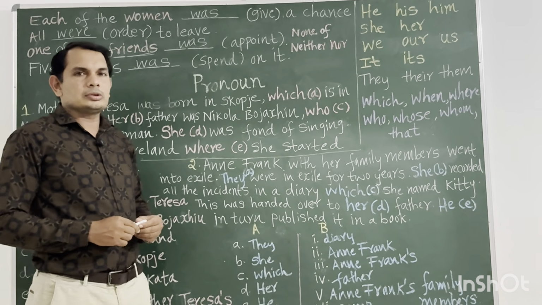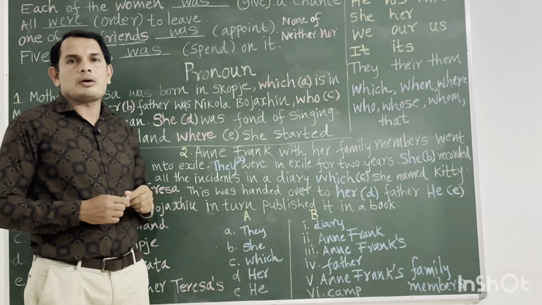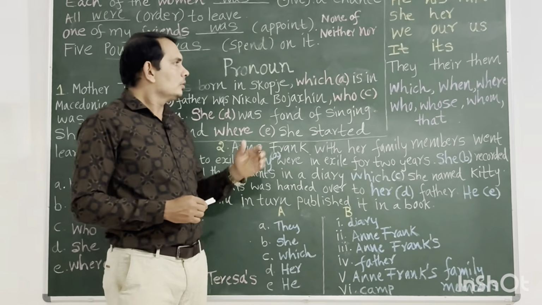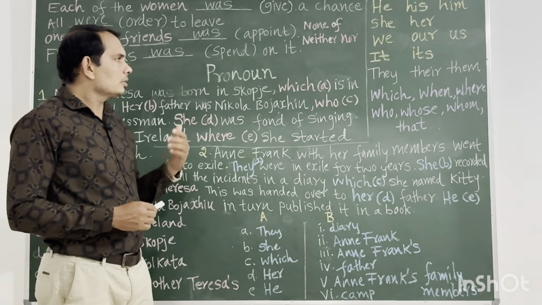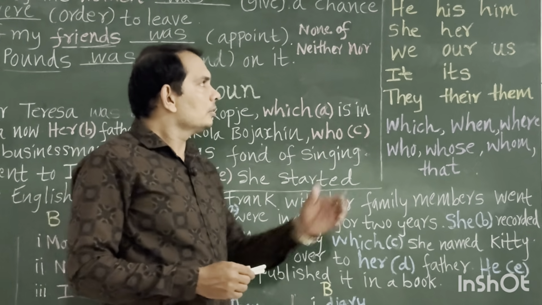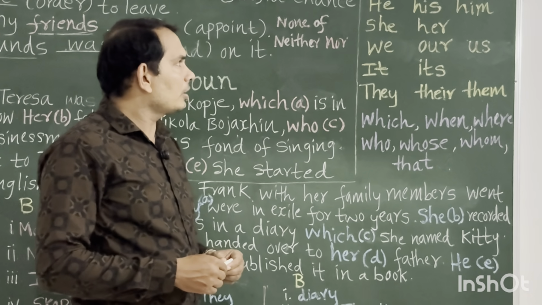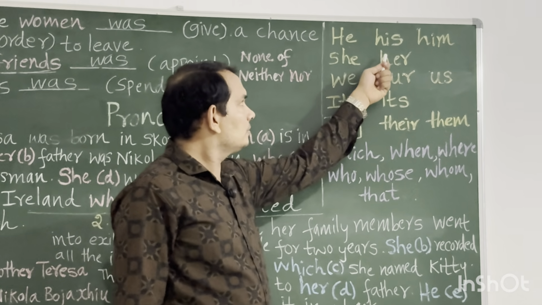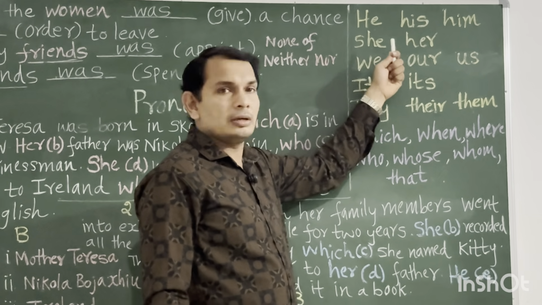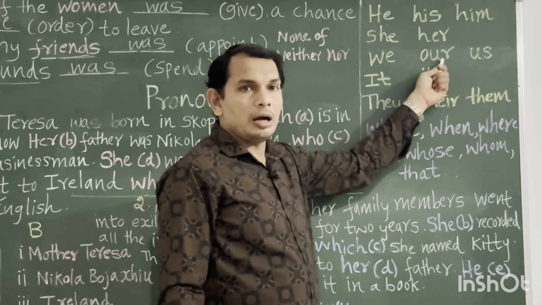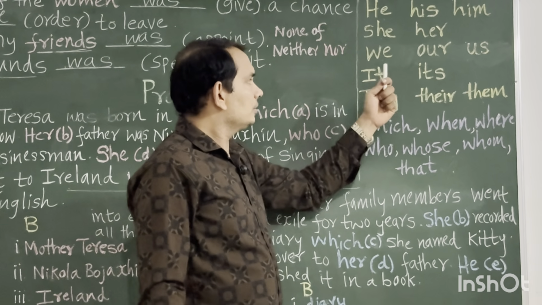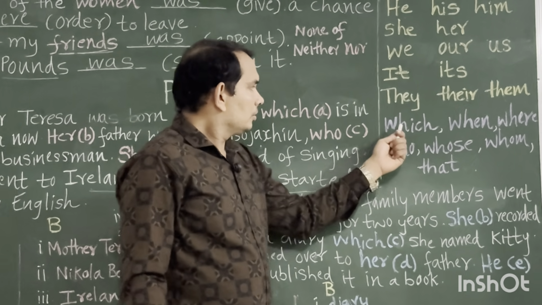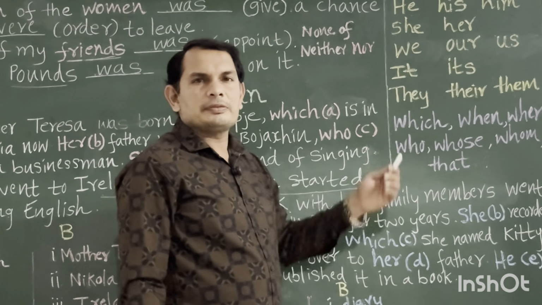Now I am going to talk about today's topic, that is pronoun. What's a pronoun? A pronoun is a word used in place of a noun. I'll explain it with some examples. As you can see here, I have written some of the pronouns. I'm going to read them. He, his, him, she, her, we, our, us, it, its, they, their, them. Here are more pronouns. There are different types of pronouns.